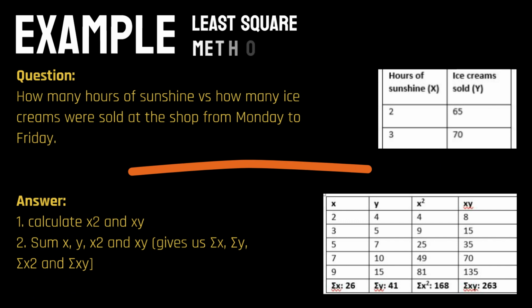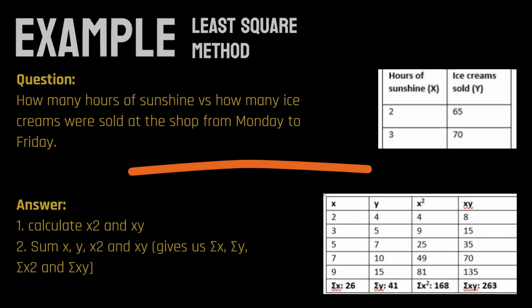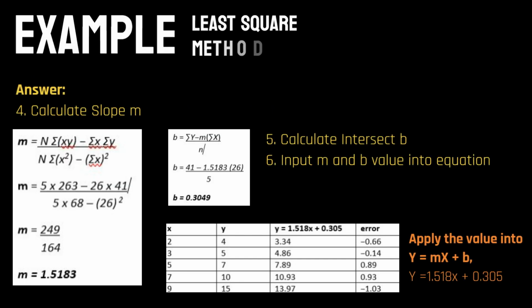For example, data is given in x and y as per the table. Follow the tips and start to do the calculation: xy, x power of 2, then calculate the slope, which is the m value, and then the intercept point, the b value. Then complete your equation of y equals m multiplied by x plus the b value. You are good now.